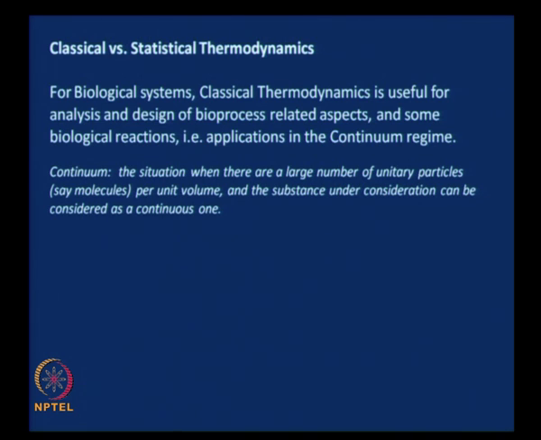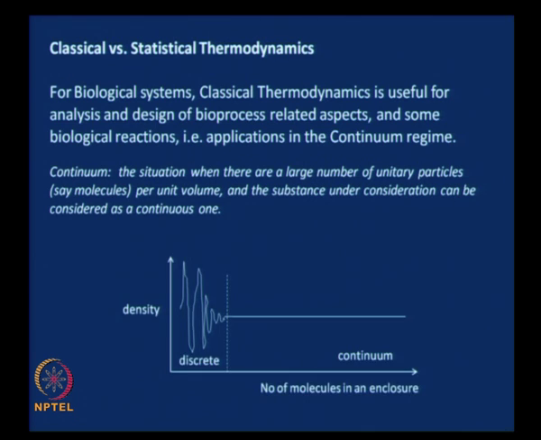Let us look at continuum a little clearer. Continuum is a situation when there are a large number of unitary particles, they could be molecules per unit volume, and the substance under consideration can be considered as a continuous one. To understand that a little better, let us look at a plot of, say, density, a system property, versus the number of molecules in that enclosure, and let us say that we are slowly decreasing the number of molecules in that enclosure. Till a certain point there will not be much change in the density, and in this region we can say that continuum exists.